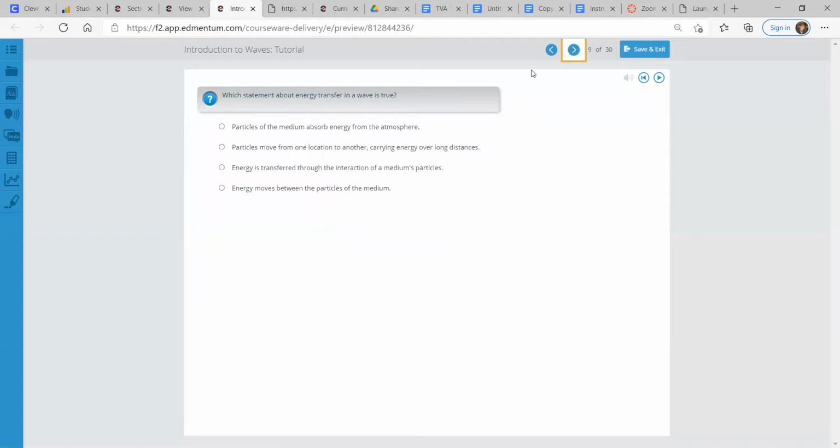All right, so testing your understanding so far, which statement about energy transfer in a wave is true? Particles of the medium absorb energy from the atmosphere. Particles move from one location to another, carrying energy over long distances. Energy is transferred through the interaction of a medium's particles. Energy moves between the particles of the medium.